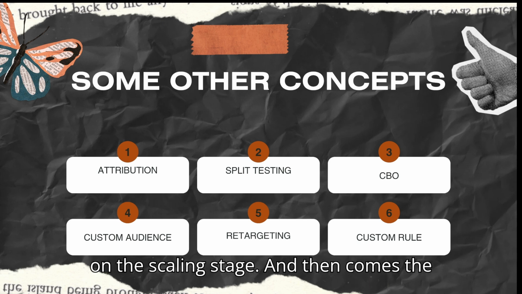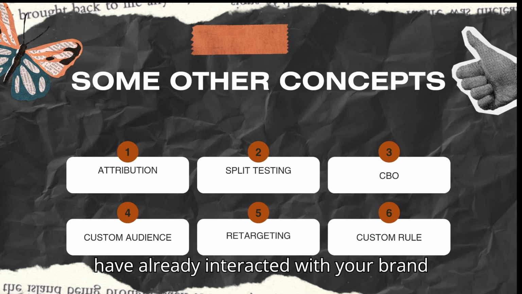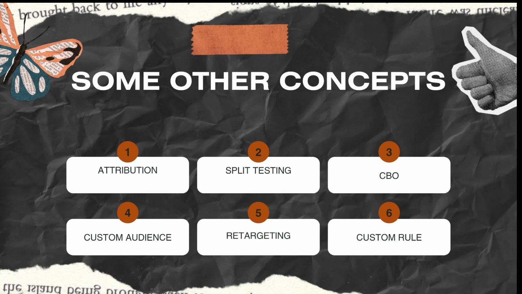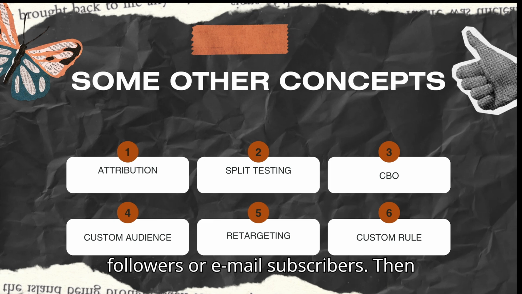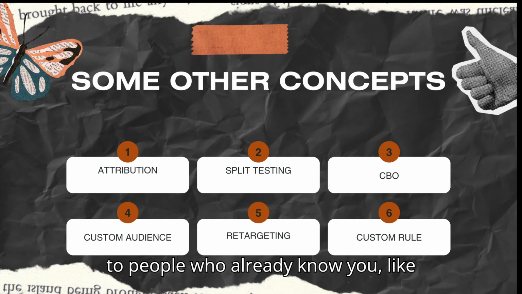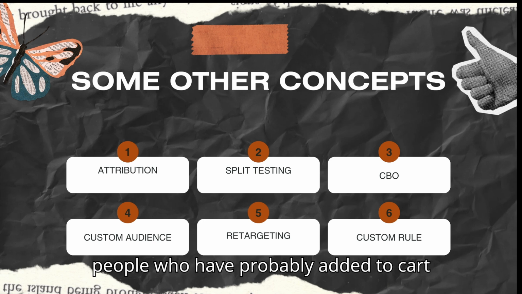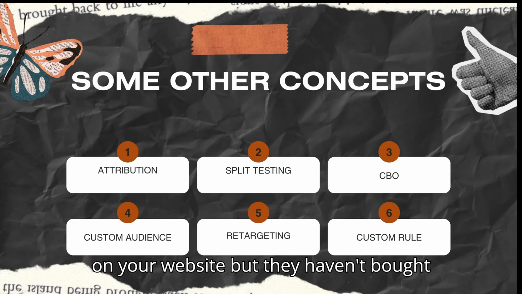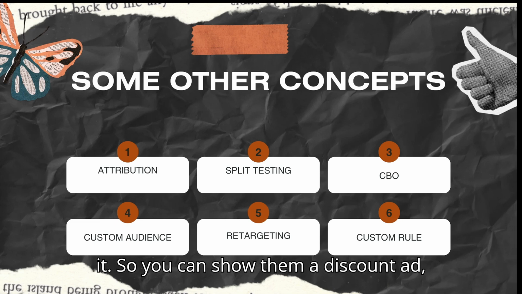And there comes the custom audience. These are people who have already interacted with your brand, like website visitors, Instagram followers, or email subscribers. Then comes retargeting. This means showing ads to people who already know you, like people who have probably added to cart on your website but haven't bought it. So you can show them a discount ad, you can retarget that audience.